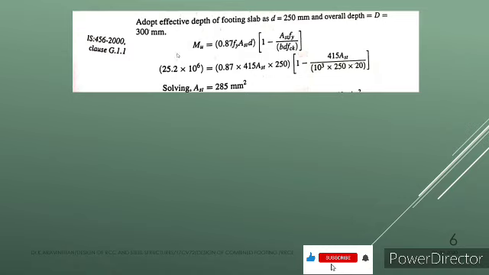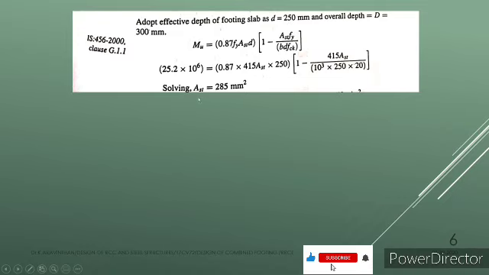Right now we got the minimum value as 205, and we will be adopting a depth of 250 mm, and overall depth capital D equal to 300 mm. For this footing we have assumed 50 mm as cover, and the total depth will be 300 mm of the footing. Now after finding the depth, let us find the area of steel.